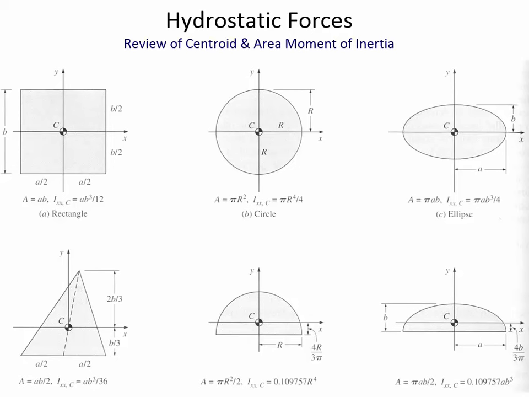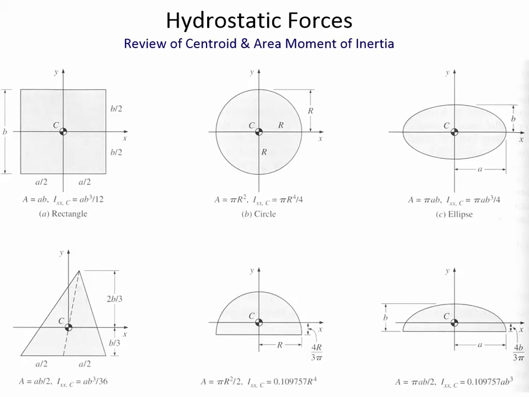What you need to know is that depending on the shape, the area moment of inertia changes. What we'll see most often in hydrostatic forces is the rectangle, because the rectangular shape happens to be the shape that a gate holding back water in a tank would be. The area moment of inertia formula for a rectangle is AB cubed divided by 12, where A is the horizontal component and B is the vertically oriented component. So we're cubing the component that's vertically oriented.